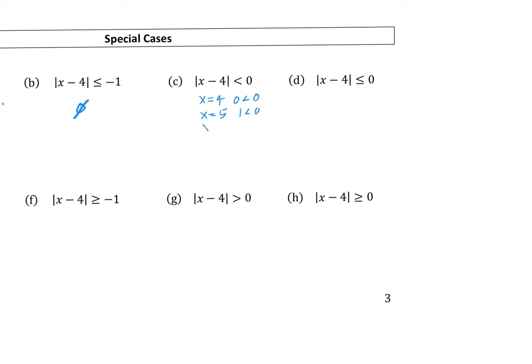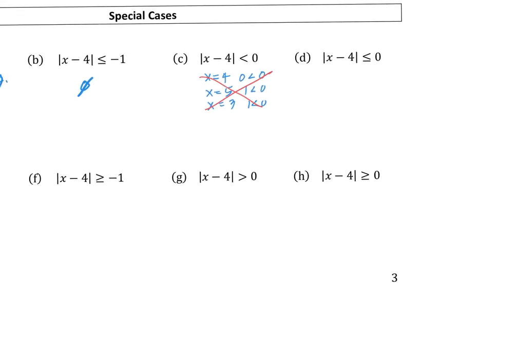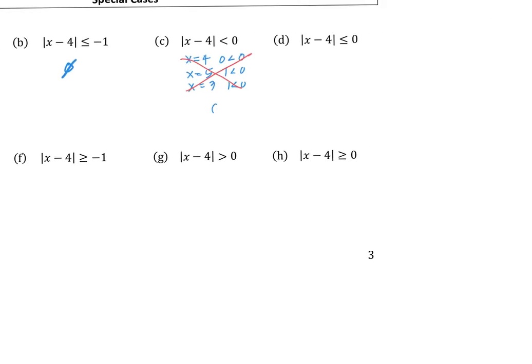What if I put something smaller than 4 in, like 3? Then I get the absolute value of negative 1, which is positive 1. And I also get false. It turns out that nothing works, because the absolute value is either equal to 0 or it's positive. It's never less than 0. Again, we have the empty set.